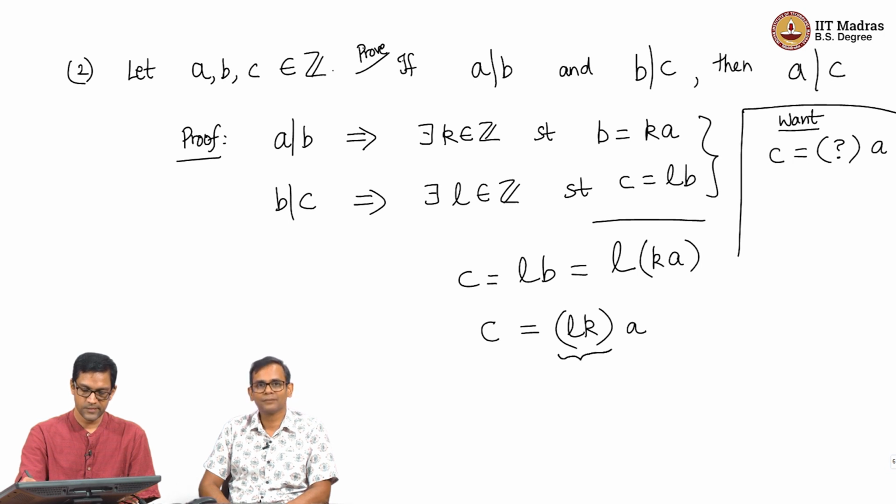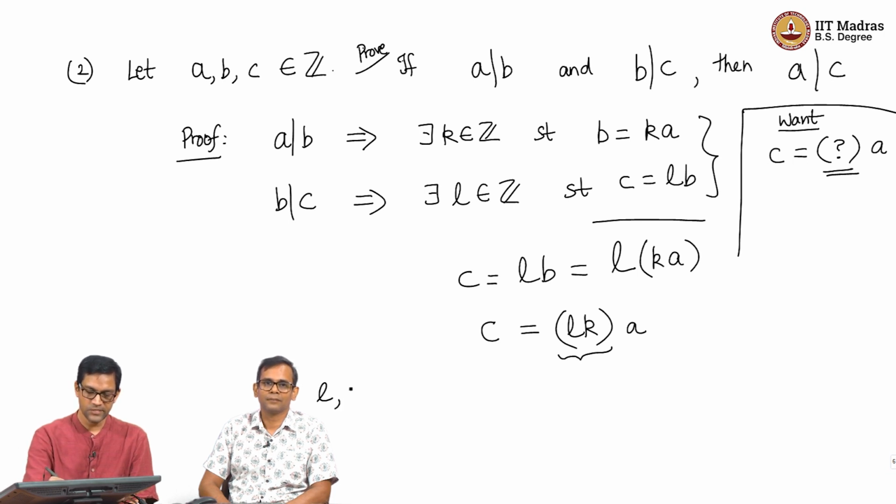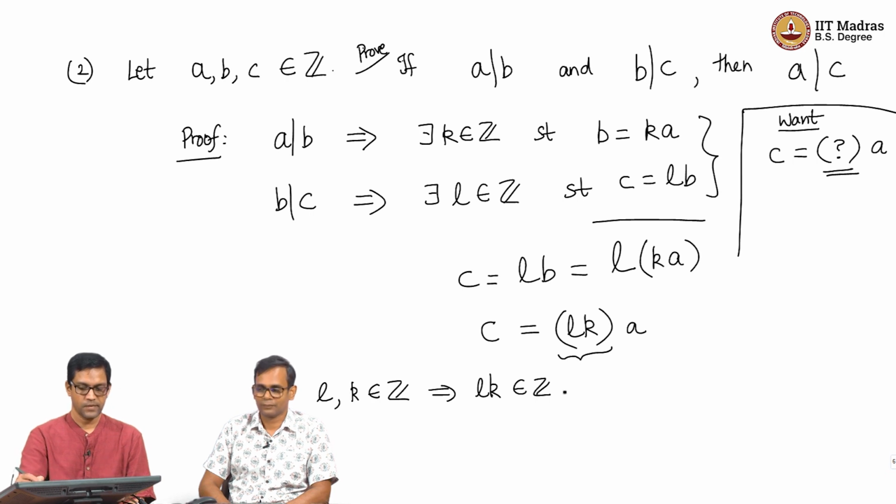But having done this, what I've manufactured is that question mark here. I need to construct some number such that C is that integer times A, and I have done exactly that. So observe, since L is an integer, K is an integer, this number I've constructed, L times K, is also an integer, right? So I have constructed that integer.